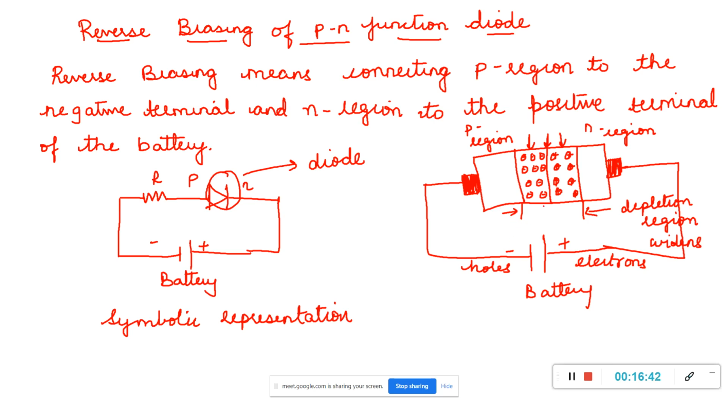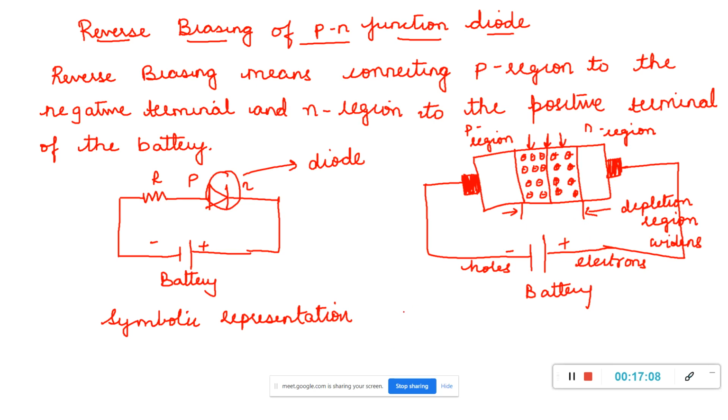Okay, so what happens here? This is the N region, and this is the P region. Here the holes and the electrons are moving away from the junction because the P type is connected to the negative terminal and the N type is connected to the positive terminal. So they are moving away from the junction and hence the depletion region gets widened, right?